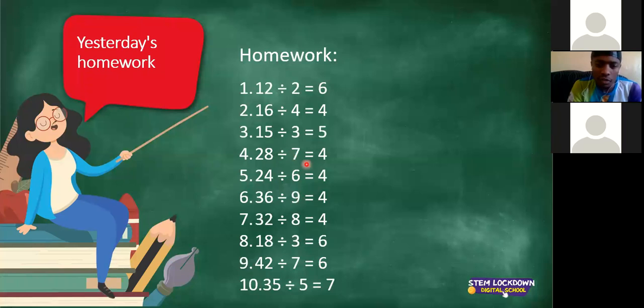I know that if you wanted to be sneaky, you could have just guessed and said 6, 4, 5, 4, 4, 6, 6, 7. But that is besides the point. This is the answers for yesterday's homework.